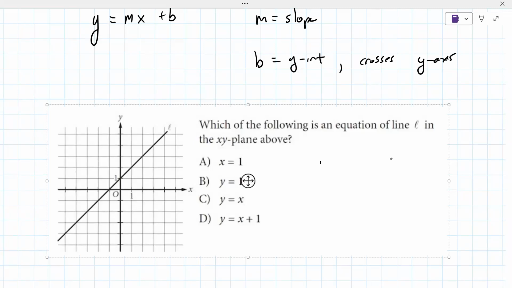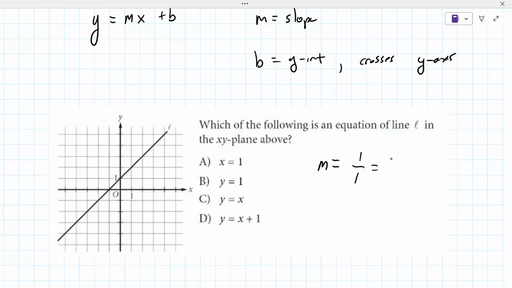So let me be more direct here. What is the slope of this line? Oh, it's 1/1, or 1. So which of these equations has a 1 in front of the x? A. Oh wait, A does not have a 1. Well, it does, but it's not in this form up here.